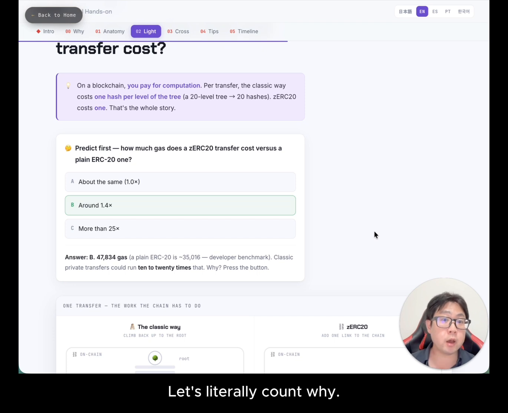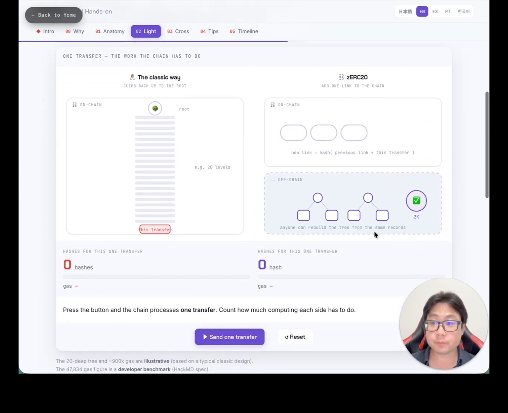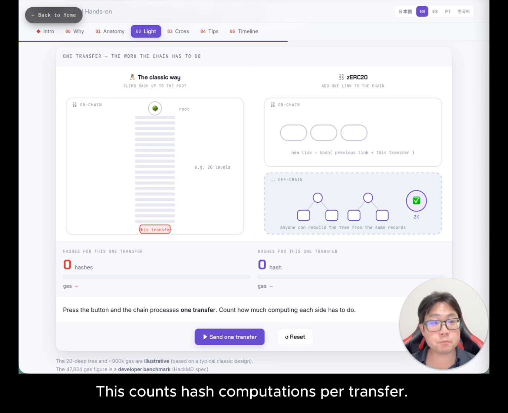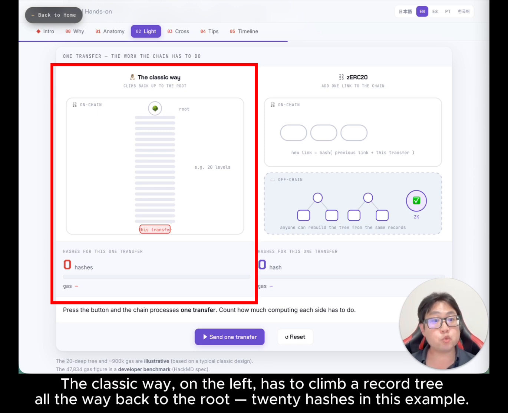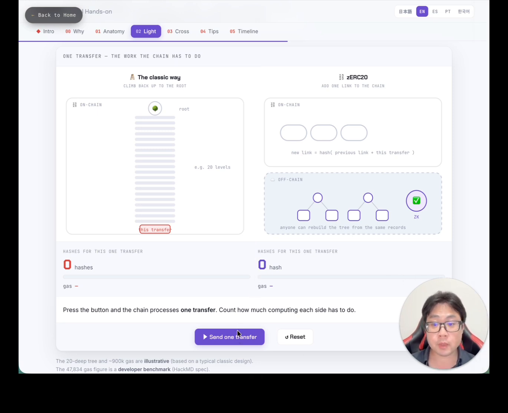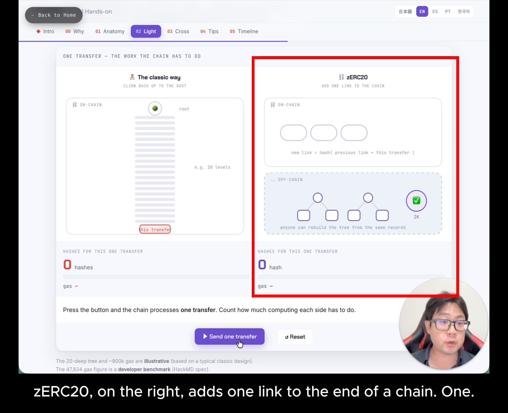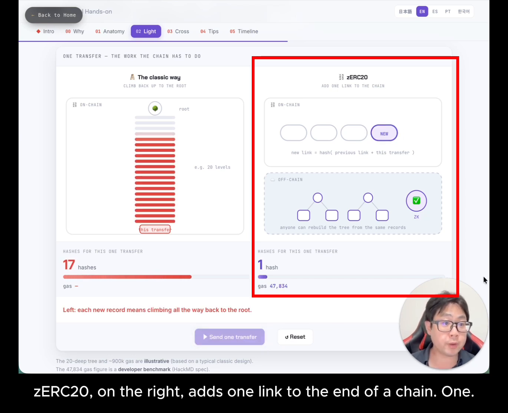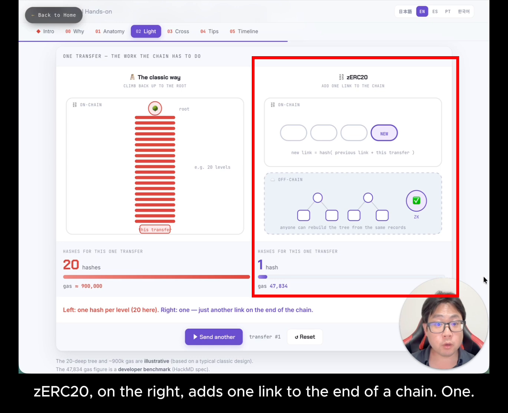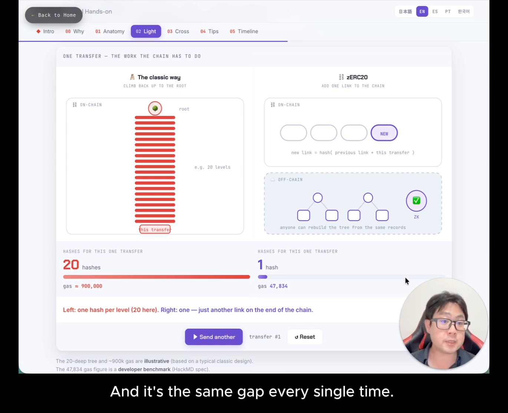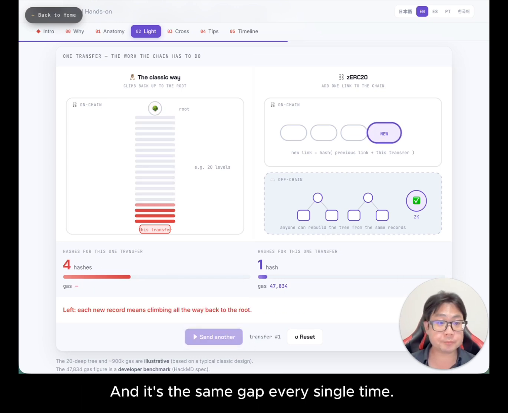Let's literally count why. This counts hash computations per transfer. The classic way on the left has to climb a record tree all the way back to the root, 20 hashes in this example. And zERC20 on the right adds one link to the end of a chain, 1. And it's the same gap every single time.